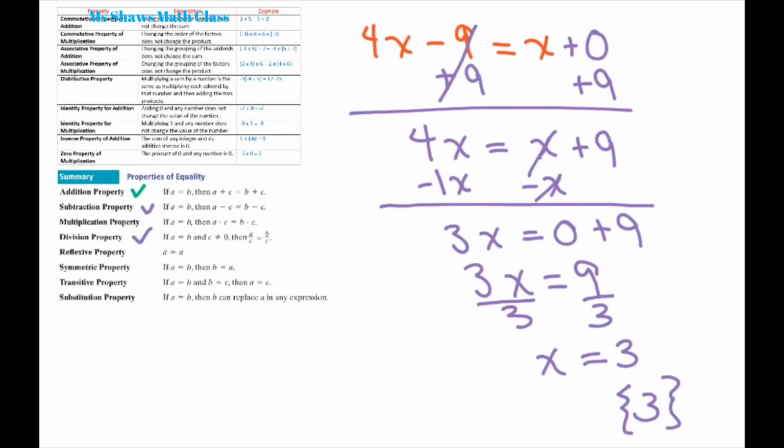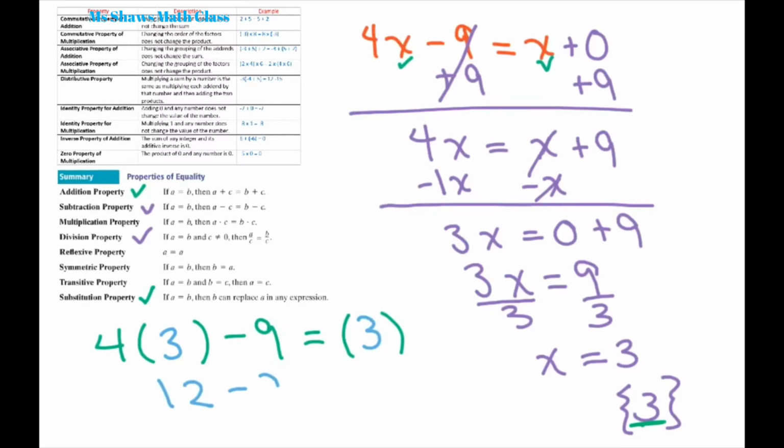So we need to check our solution, and we're going to use the substitution property and plug it back into our original equation into the x's. So we're going to write 4. Everywhere there's an x, just put 3. So I'm going to put 3 here and 3 here. So we have 12 minus 9 equals 3. And so 12 minus 9 is 3. And we have 3 equals 3, so that checks out.